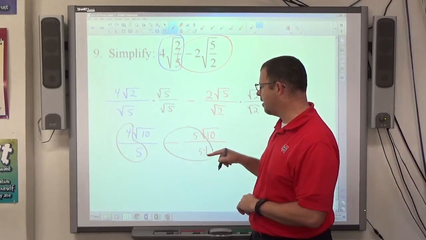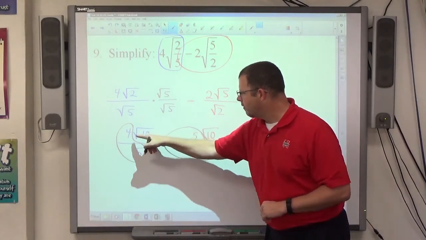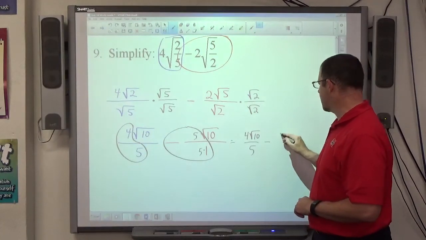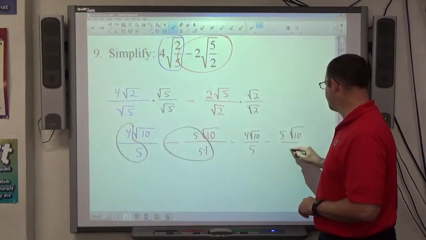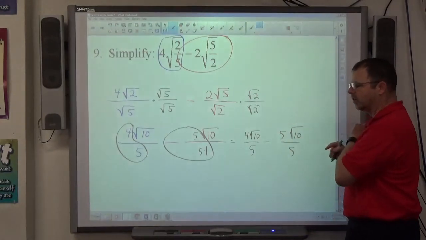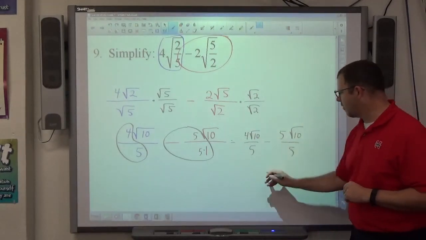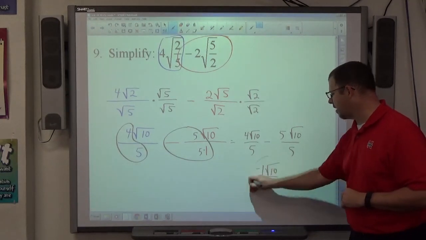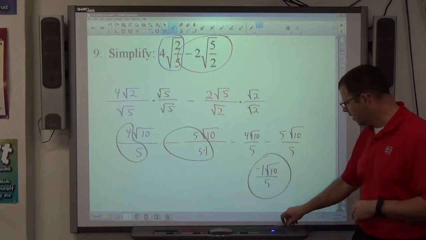That makes the common denominator 5. So I end up with 4 times the square root of 10 over 5 being subtracted by 5 times the square root of 10 over 5. Since the radicals match, which they will, we can subtract. 4 minus 5 on top makes minus 1 times the square root of 10 over the common denominator of 5. That's where I'd expect you to finish.